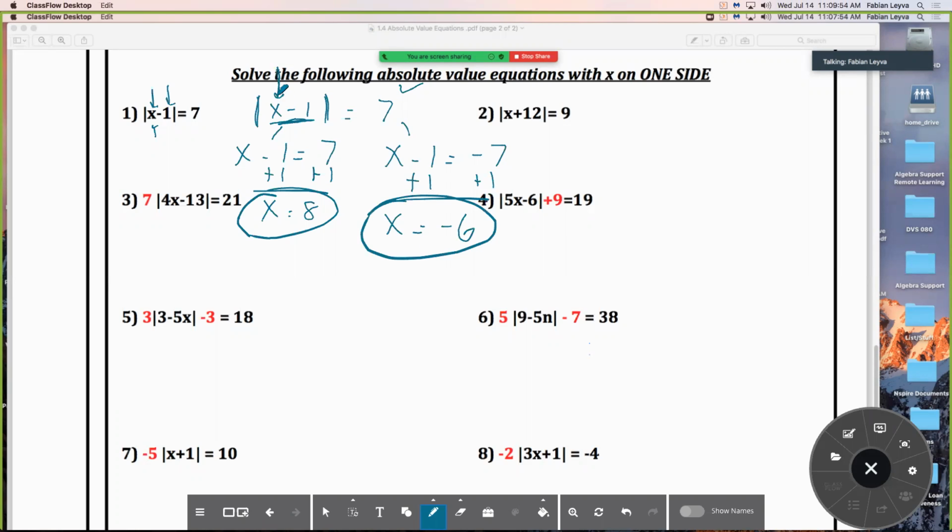Now, what would happen if I plug in a negative 6? Well, negative 6 minus 1 is a negative 7. The absolute value of negative 7 is 7. So notice that there are two solutions. That's why you have to write the two equations in order to find those two solutions.